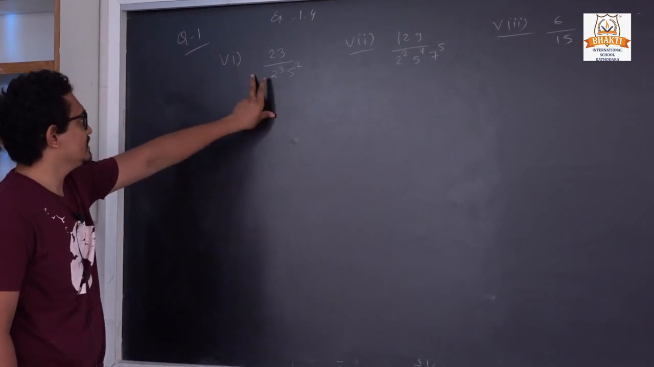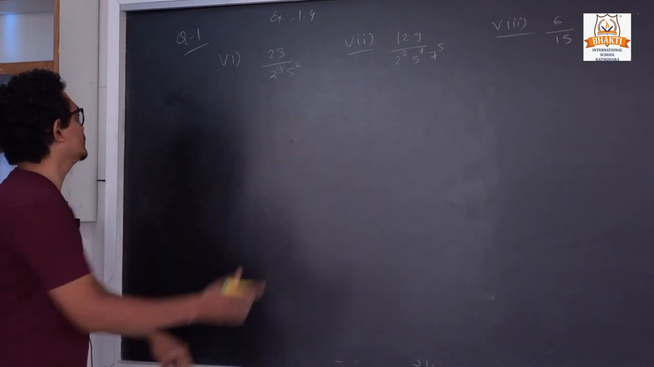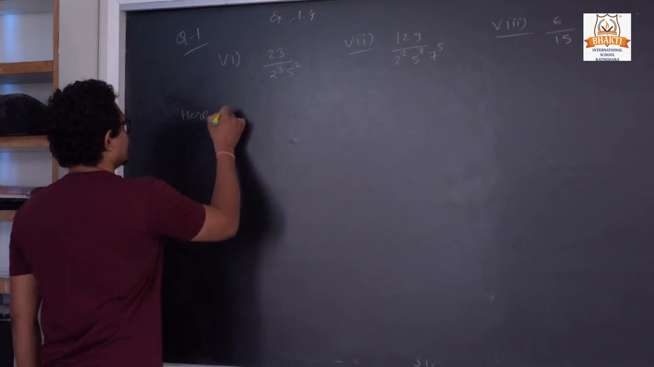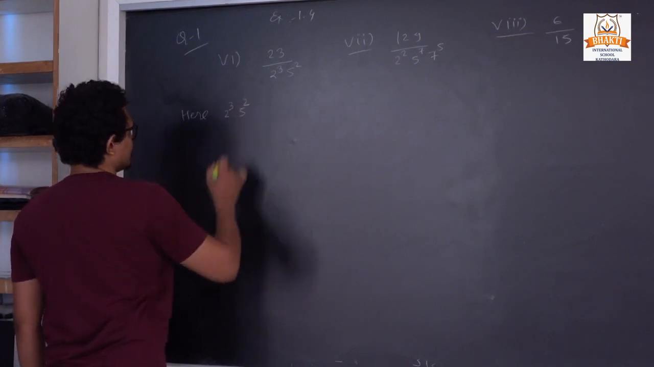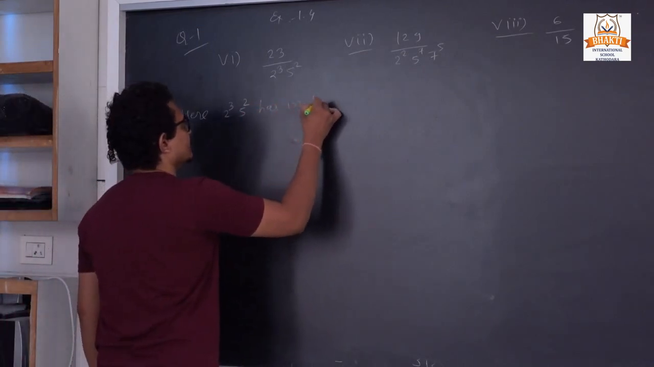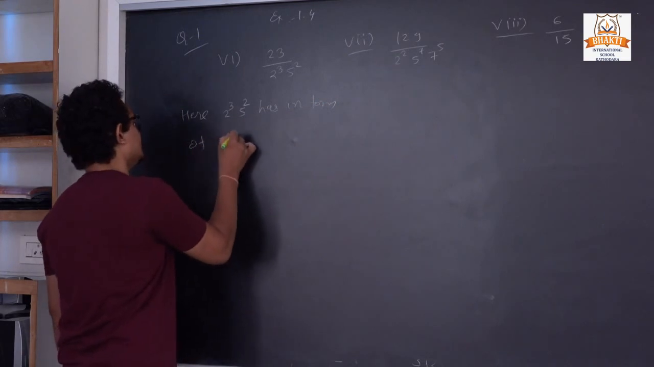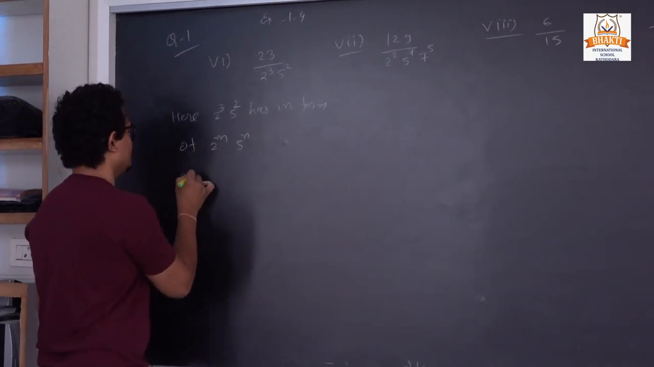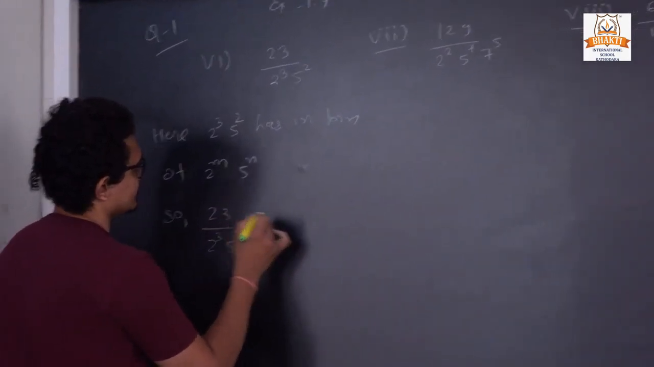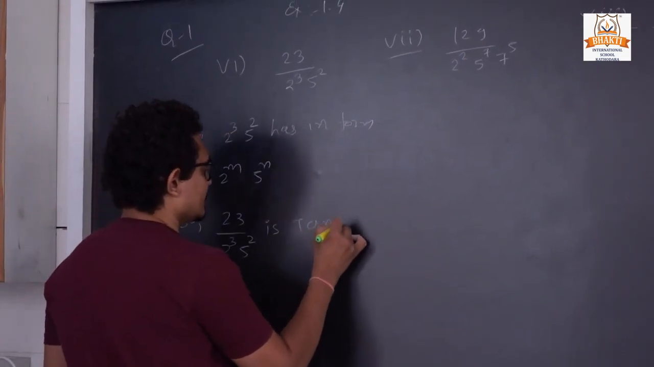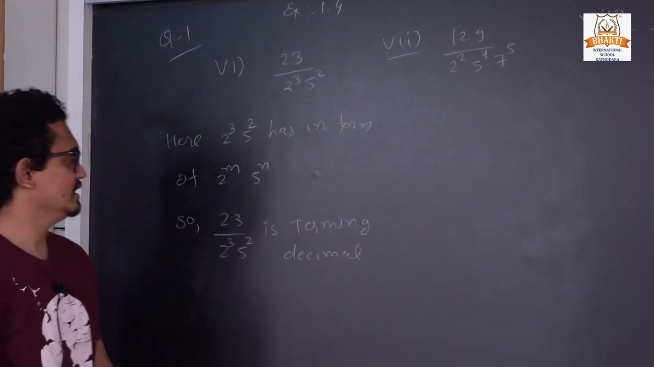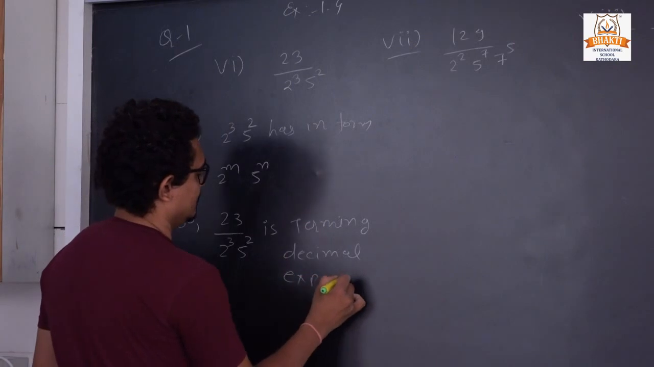We are continuing with exercise 1.4 question 1.6. So here in question 6 you clearly see that the denominator, 2 raised to 3 and 5 raised to 2, is in the form of 2 raised to m into 5 raised to n. So 23 upon 2 raised to 3 into 5 raised to 2 is a terminating decimal expansion. It is a terminating decimal expansion.